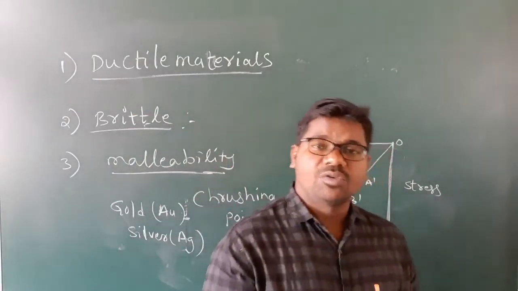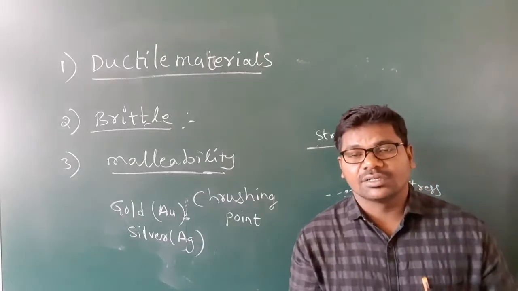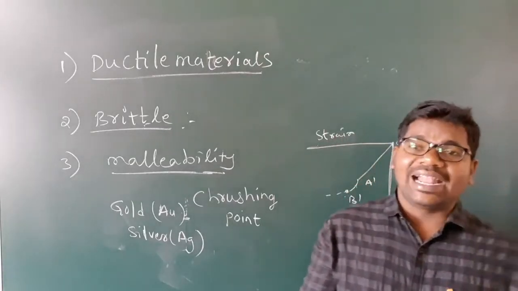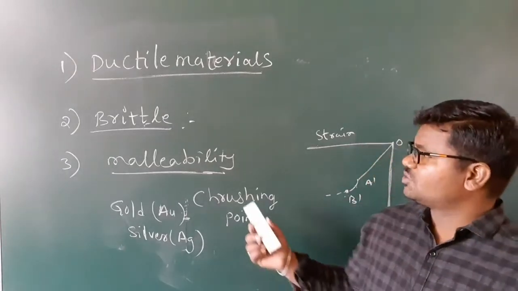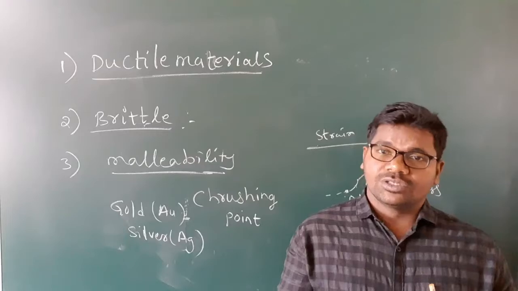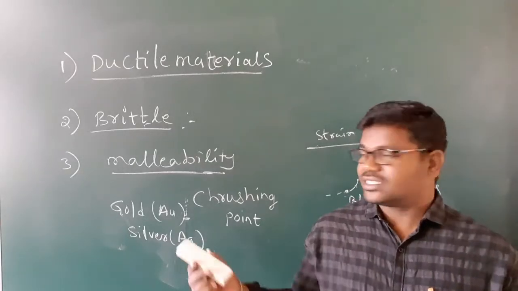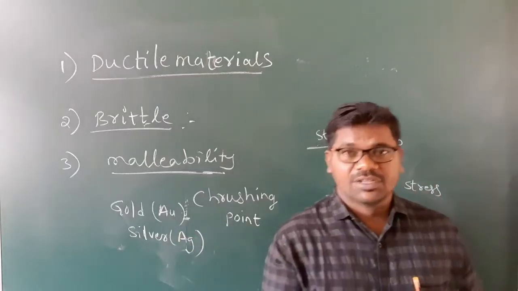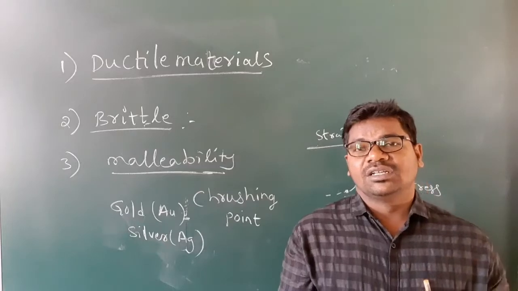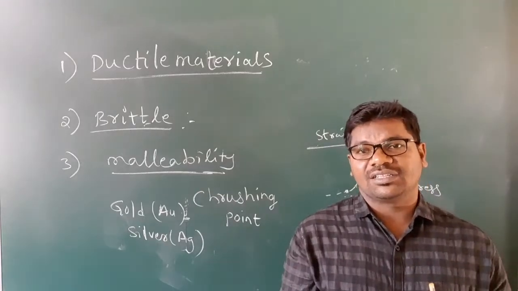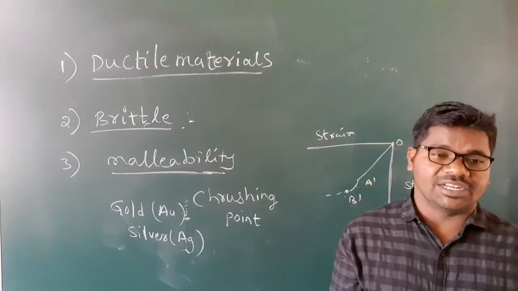Whenever we apply a deforming force while compressing, the material will not regain its original shape and size. This type of material we can say is a malleable material. This is a very important property of gold and silver. By hammering and by rolling, we can make them into thin sheets or thin wires. Understand, my students? This is a very important one.